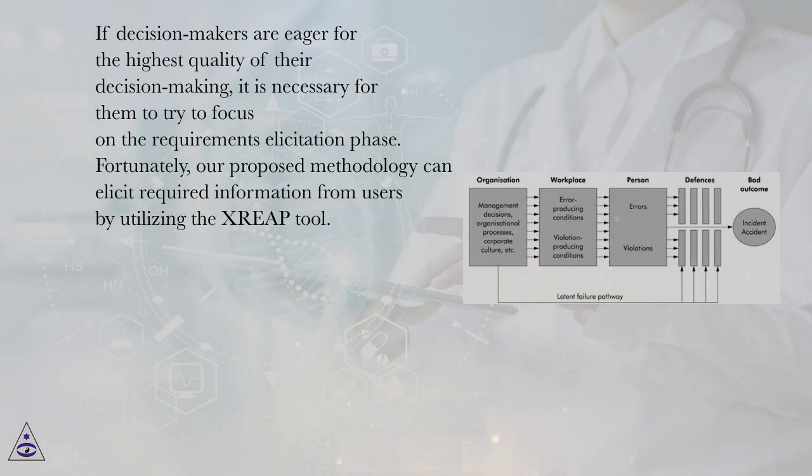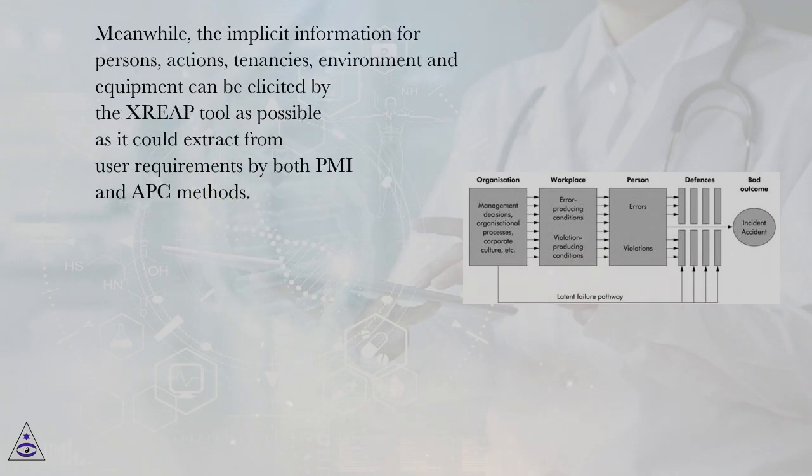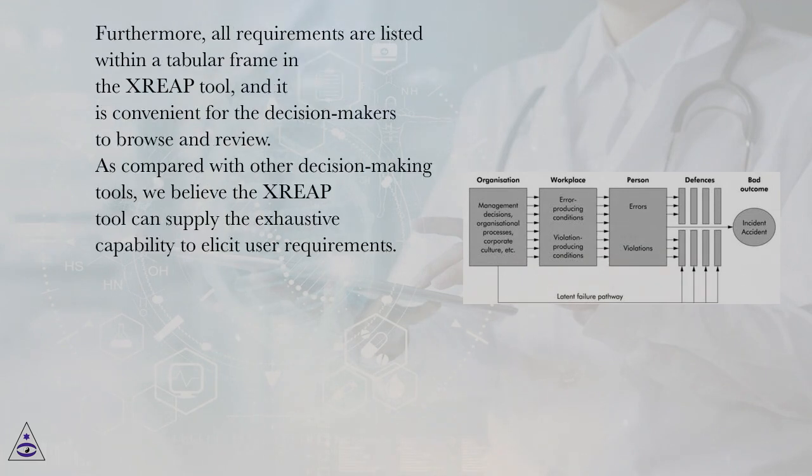Fortunately, our proposed methodology can elicit required information from users by utilizing the XREAP tool. Meanwhile, the implicit information for persons, actions, tenancies, environment and equipment can be elicited by the XREAP tool as far as possible, as it can be extracted from user requirements by both PMI and APC methods. Furthermore, all requirements are listed within a tabular frame in the XREAP tool, and it is convenient for decision makers to browse and review. Compared with other decision-making tools, we believe the XREAP tool can supply an exhaustive capability to elicit user requirements.